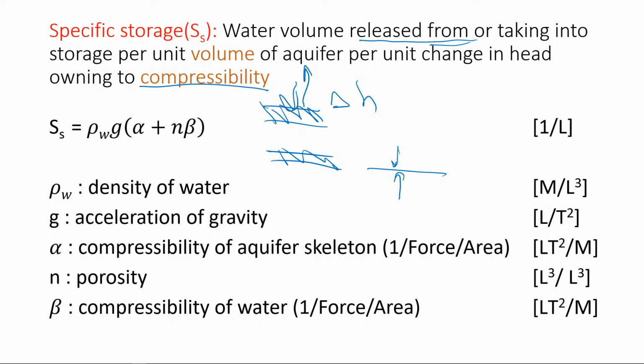That's the mechanism. If you decrease the head, the skeleton will compress, and that will reduce the effective porosity and expel the water, and the pore water will expand due to lower pressure. So in a confined aquifer, head may decline, yet the potentiometric surface will remain above the confined unit. What does this mean? This means that although water is released from storage, the aquifer remains saturated, because I'm just releasing the compressed water.